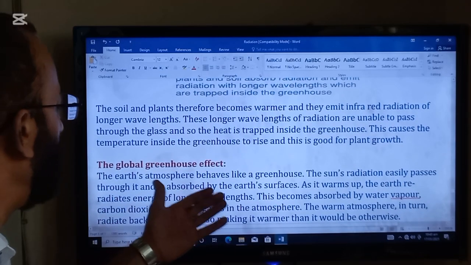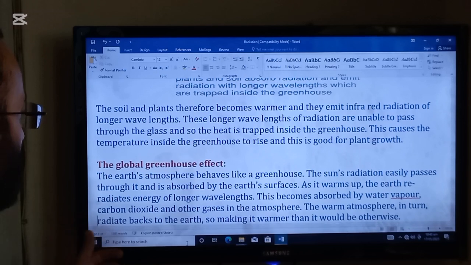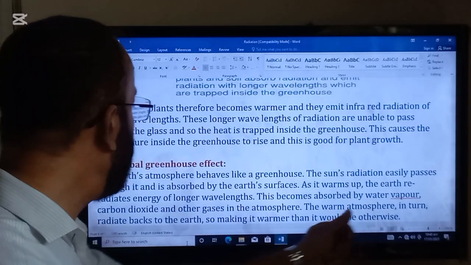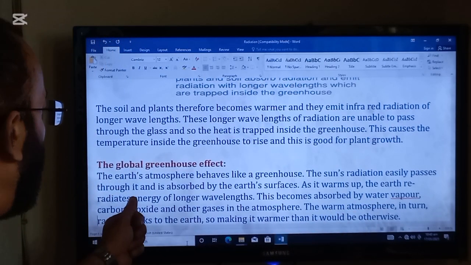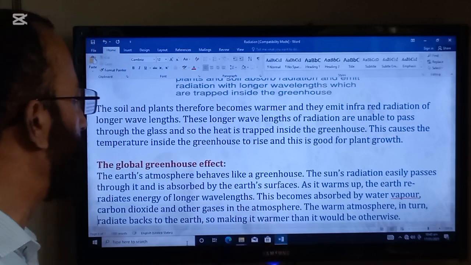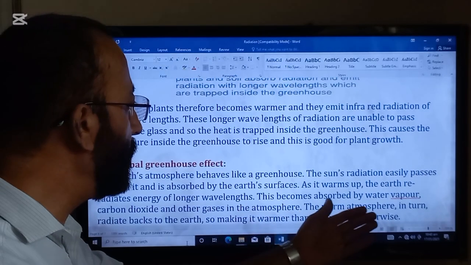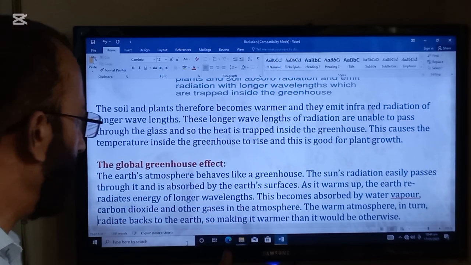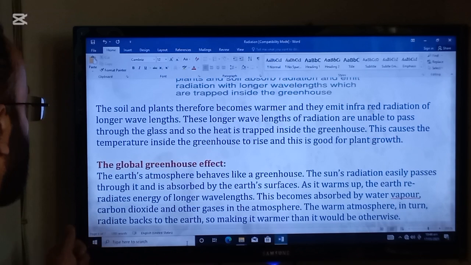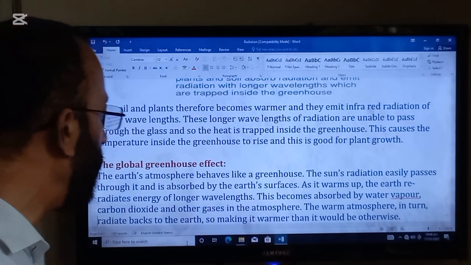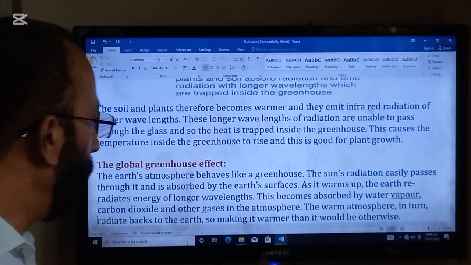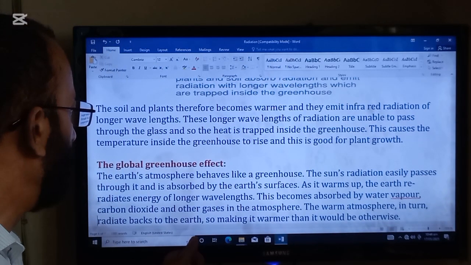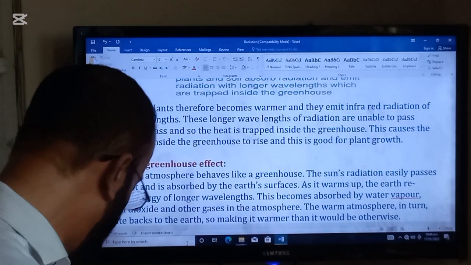The global greenhouse effect. The Earth's atmosphere behaves like a greenhouse. The sun's radiation easily passes through it and is absorbed by the Earth's surface. As it warms up, the Earth re-radiates energy of longer wavelength. This is absorbed by the water vapor, carbon dioxide, and other gases in the atmosphere. The warm atmosphere in turn radiates back to the Earth, making it warmer than it would be otherwise.